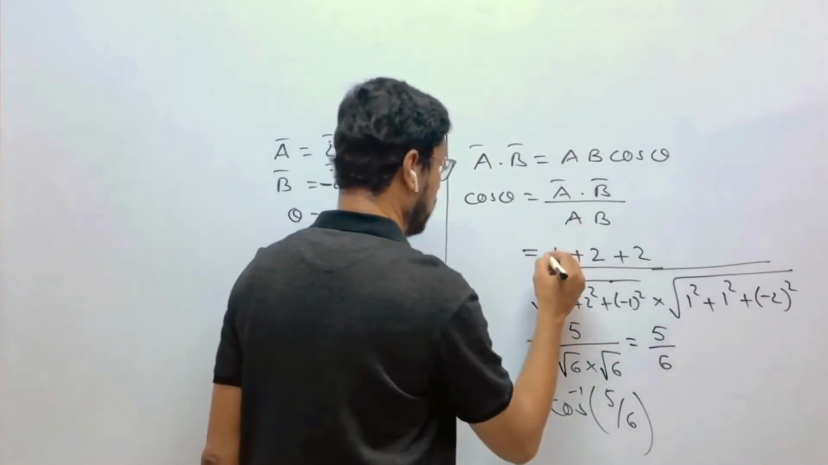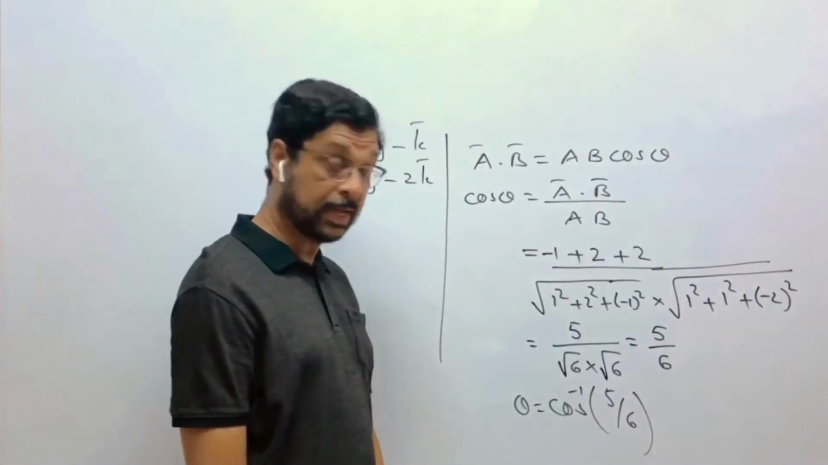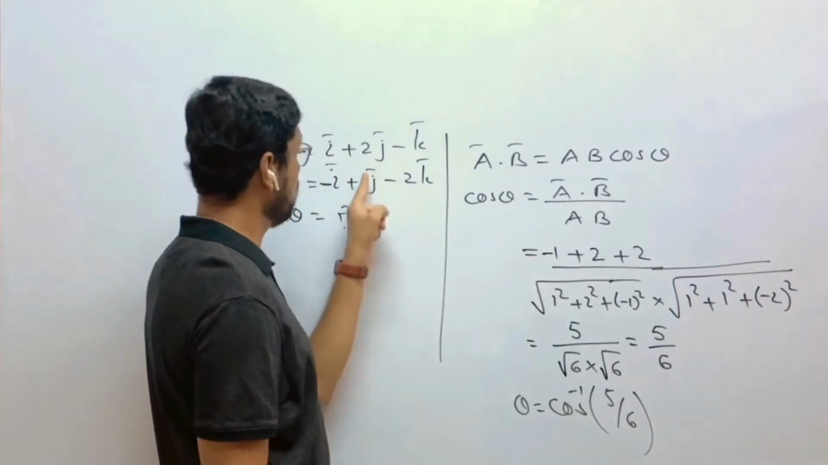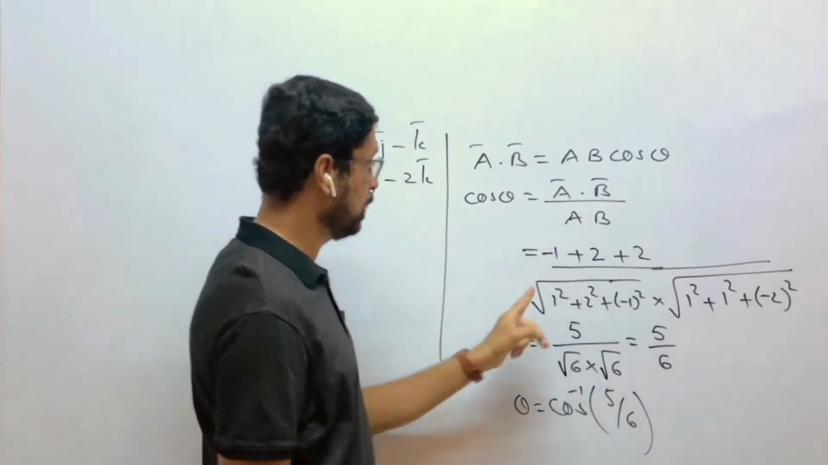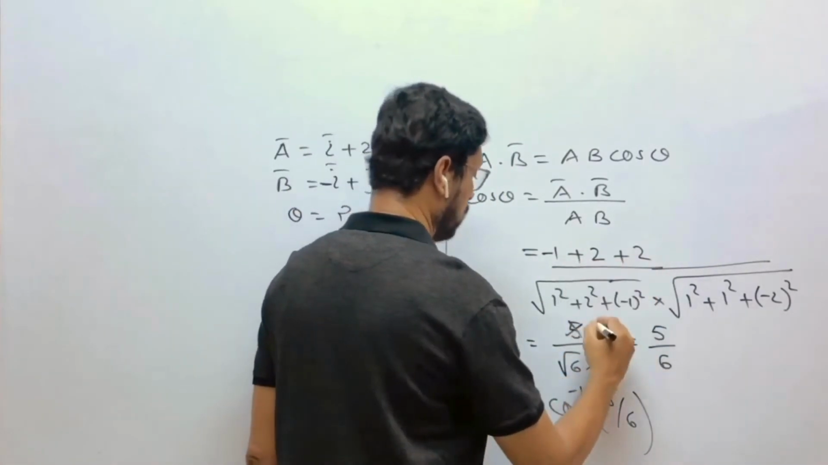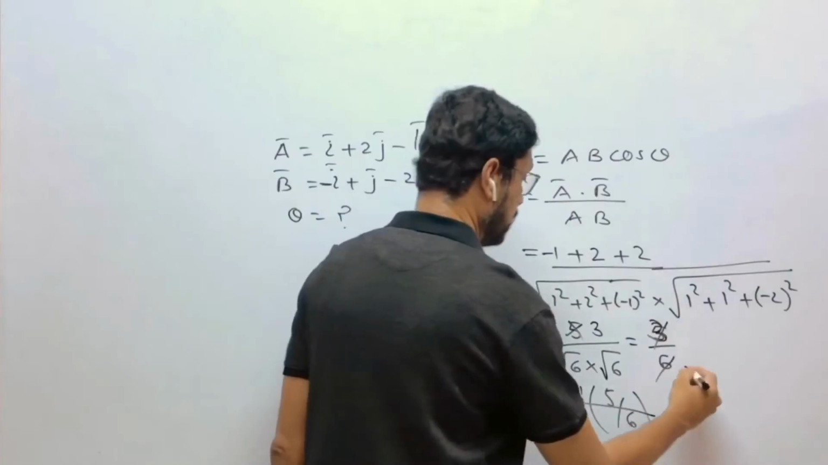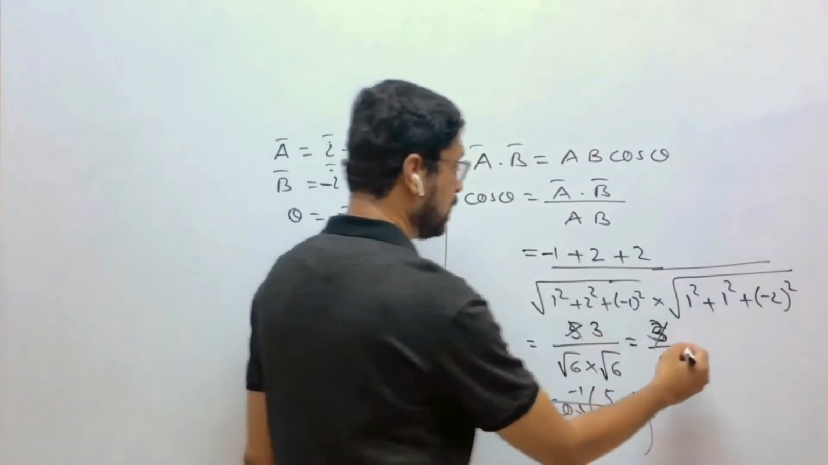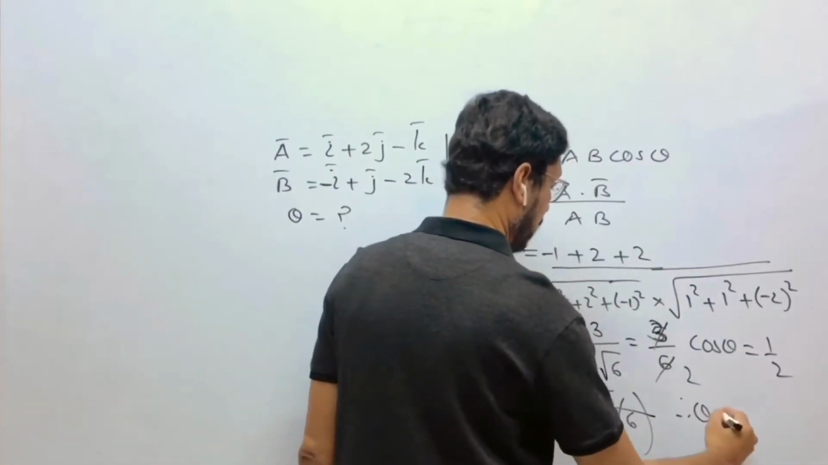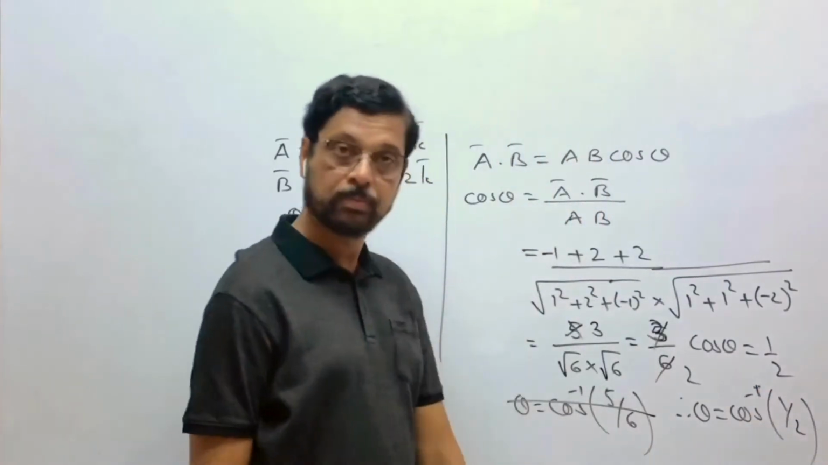So this will be AX BX. 1 into minus 1 is minus 1. Correct? A dot B, AX BX, 1 into minus 1, minus 1, plus AY BY plus AZ BZ. So now this will not be 5. This will be minus 1 plus 2, plus 2, that is 3. So it is 3 by 6. So cos theta is 1 by 2. Therefore, theta will be cos inverse of 1 by 2.